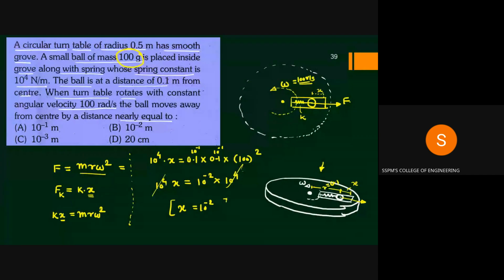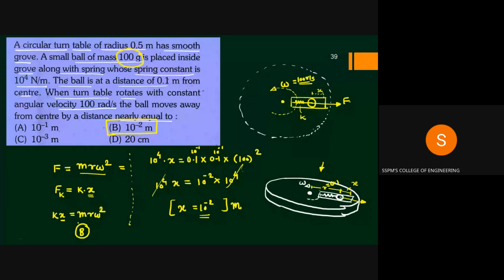Now just check whether this option is available in the given options. The unit will be 10 to the power minus 2, and as we have taken all units in the SI or MKS system, the unit will be meter. So the correct option is option B. This is the deformation, or the distance by which the ball will move radially outward.